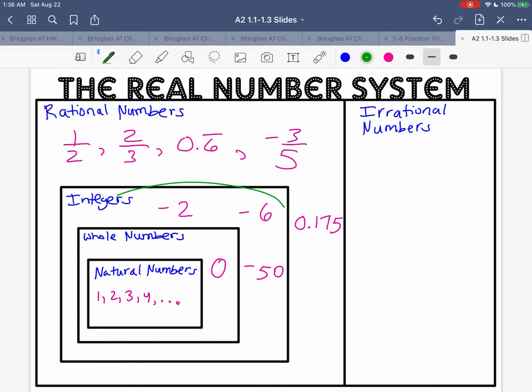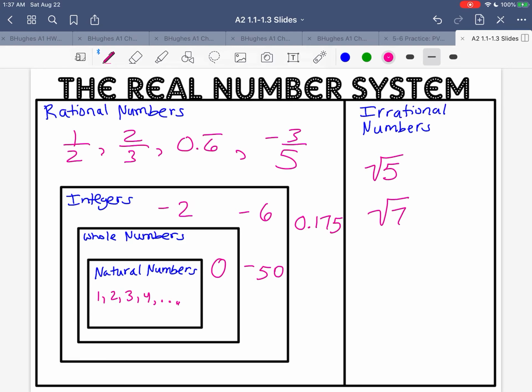Now remember, rational numbers does include all of these, because remember, all of those can be written over 1, right? So like -50 could be written as -50 over 1. That's what makes it a rational number. So all of the integers and all of the whole numbers and all of the natural numbers are examples of rational numbers, okay? And then finally, our irrational numbers go over here.